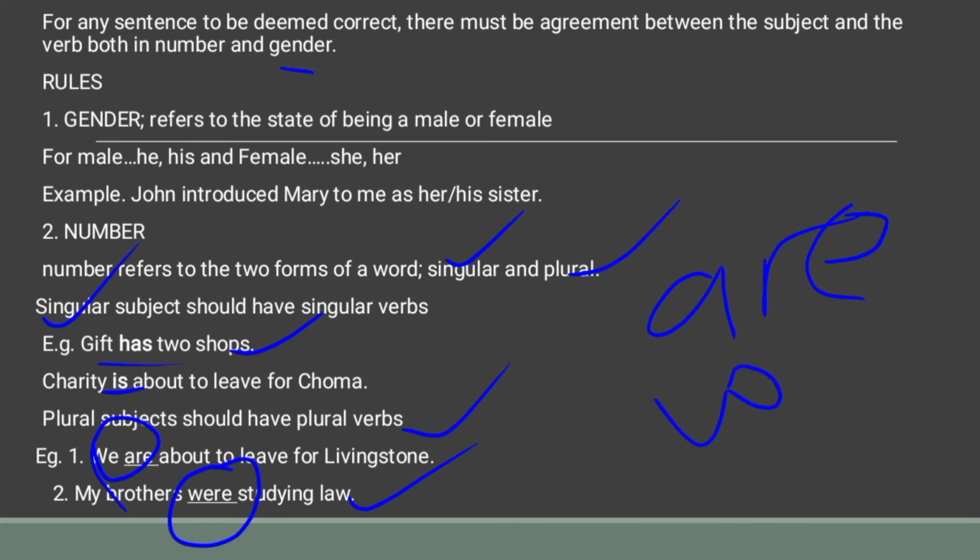This is the past tense of what? Are. For is, the past tense is what? Was. Past tense is was. So these are auxiliary verbs.